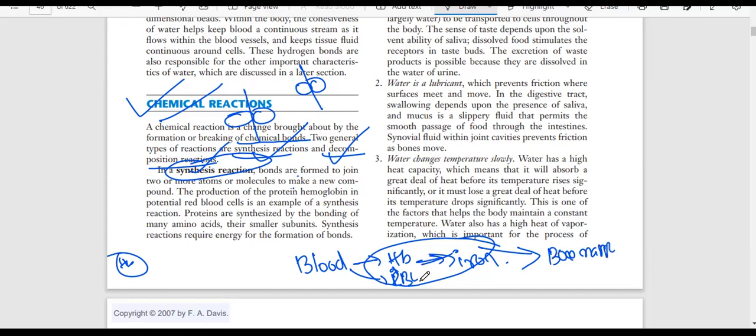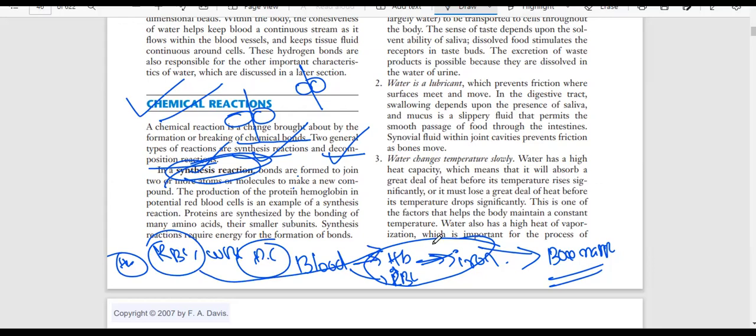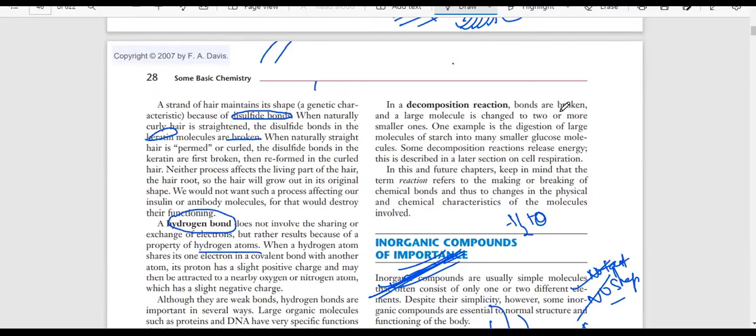So other molecules are combined together and form one unit or subunit due to the synthesis reaction, which happens in bone marrow. In the blood we have RBC, WBC, and platelets. In RBC we have all this stuff, hemoglobin and iron. The next type of reaction is decomposition reaction.